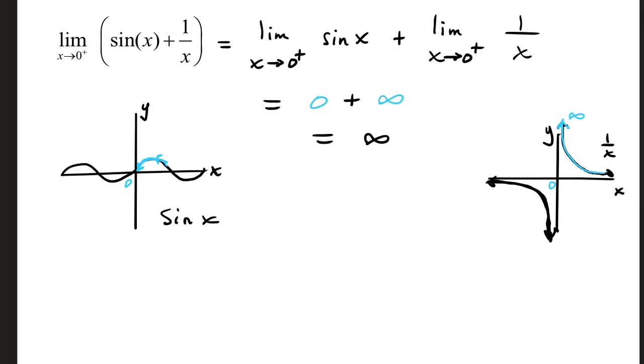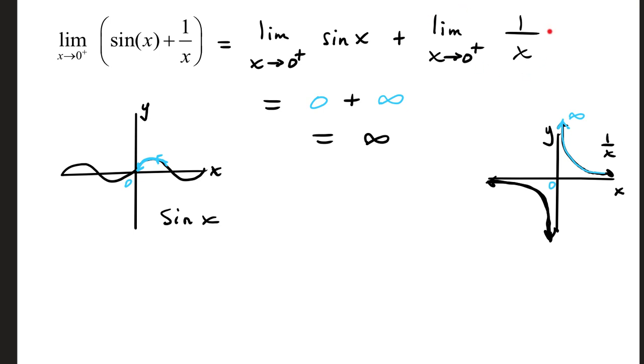And finally, we're going to find the limit as x approaches 0 from the right. Remember that our sine function oscillates up and down as we approach 0 from the right. Sine is defined everywhere. Sine of 0 is 0. 1 over x is not defined at 0, so let's investigate this limit.